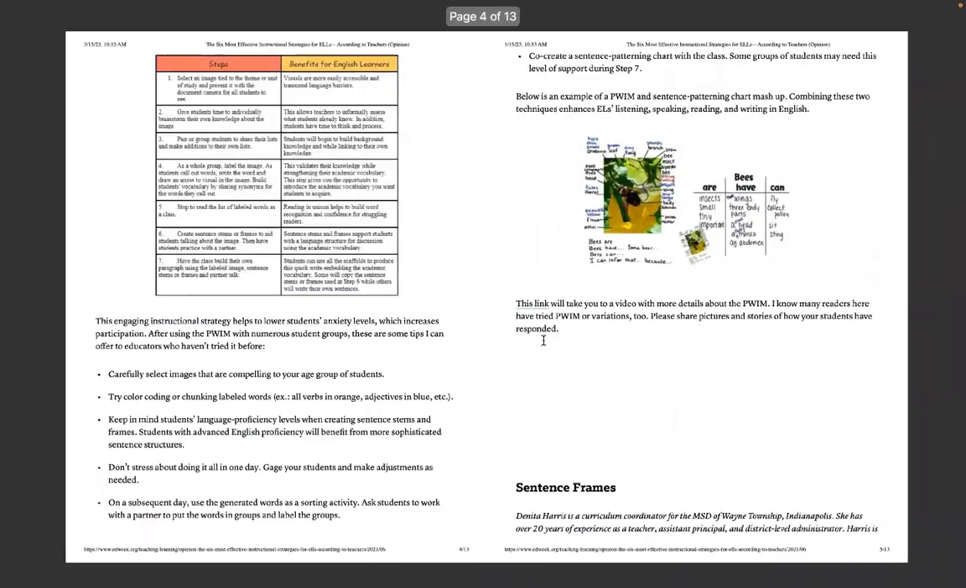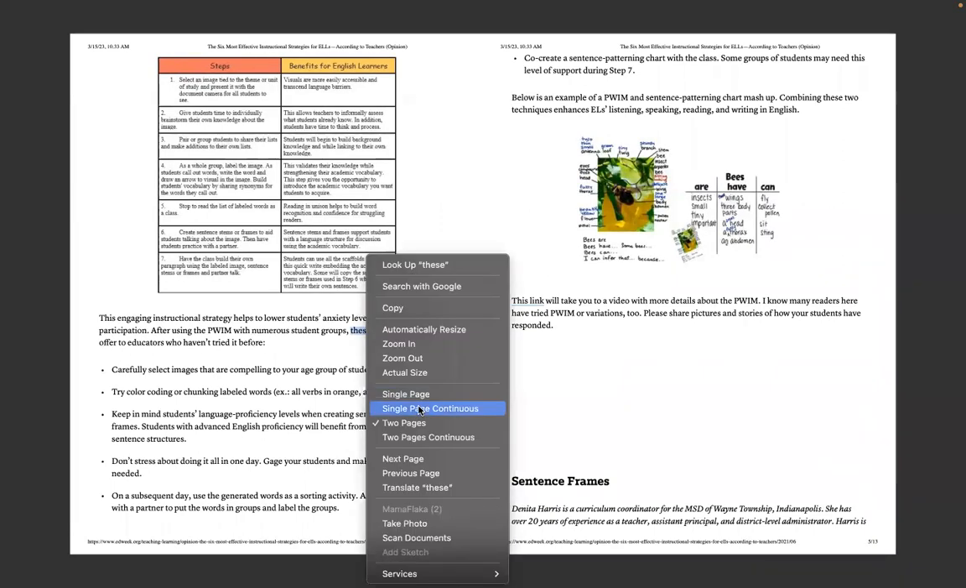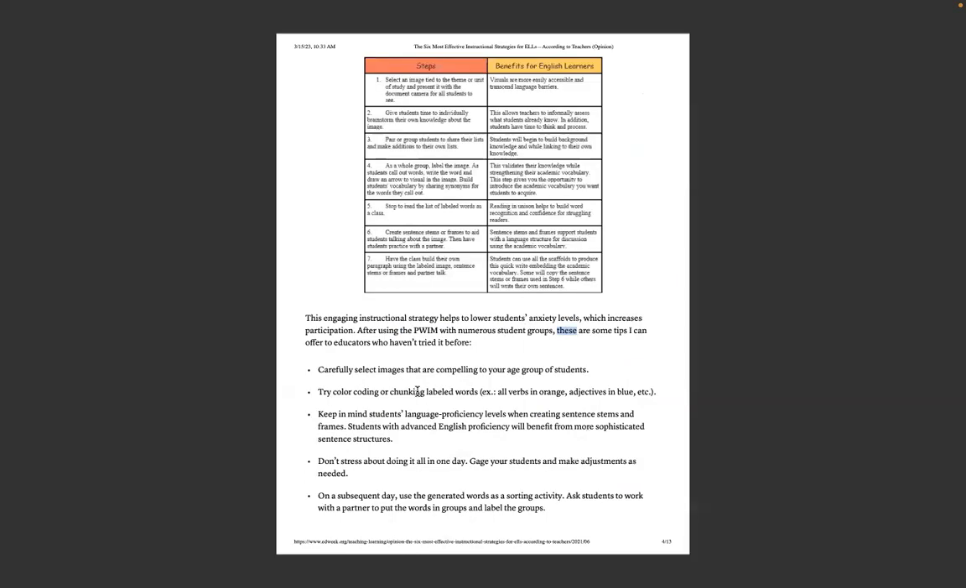Why did it do that? I just want it on one page. Why is it doing the 2-page business? Okay, here it is. Single page. Thank you very much.